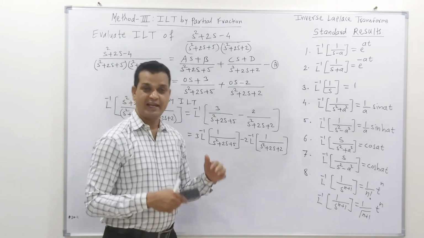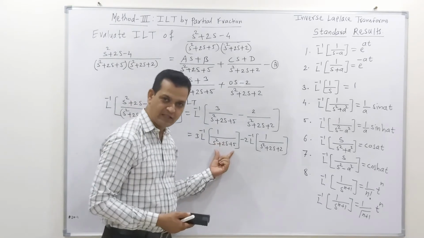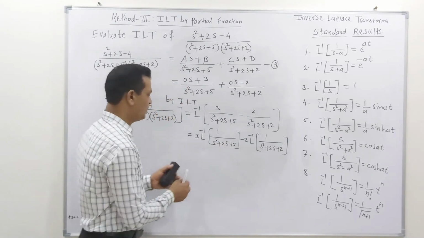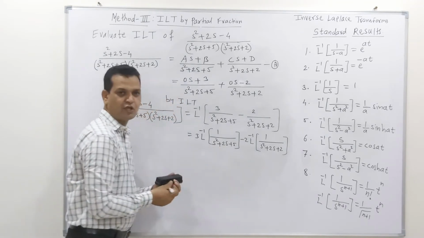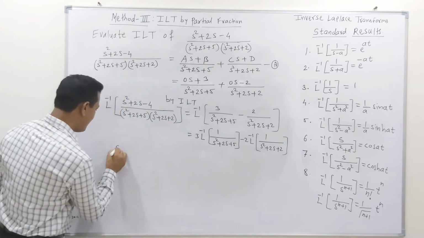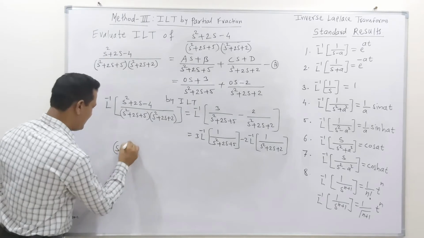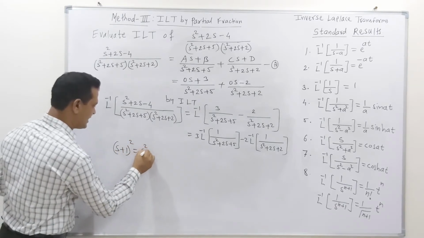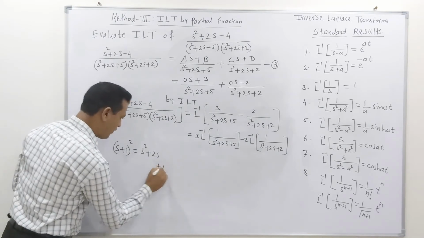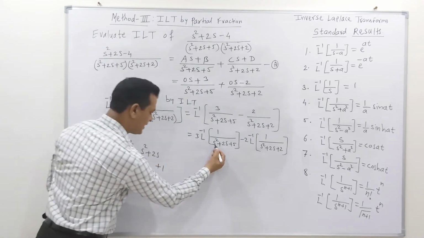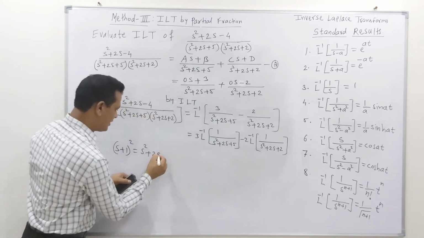So now here adjustment is required for finding the inverse Laplace transformation of this term. Observe that the first term is s square and the second term is 2s. So if we make the square of s plus 1, we can write this as s square plus 2s, then plus 1 is there.